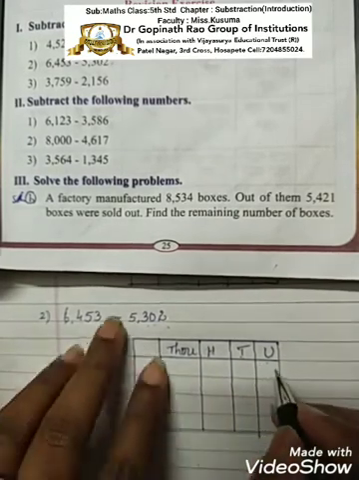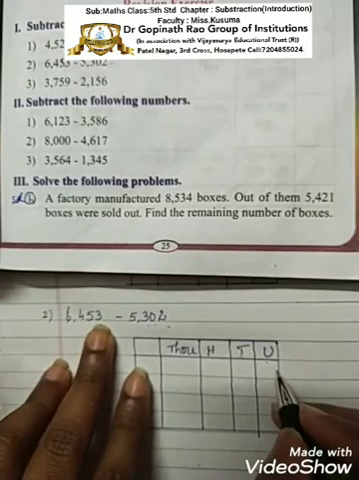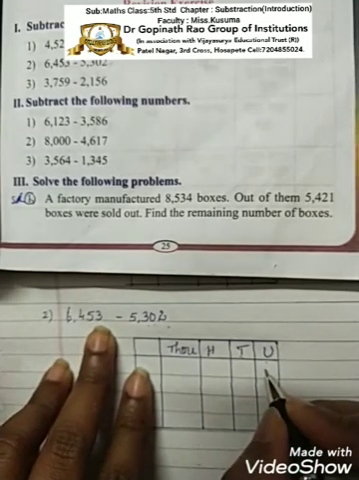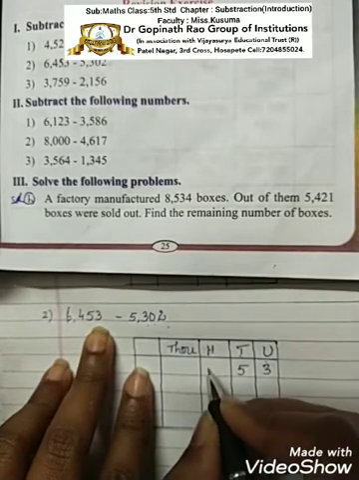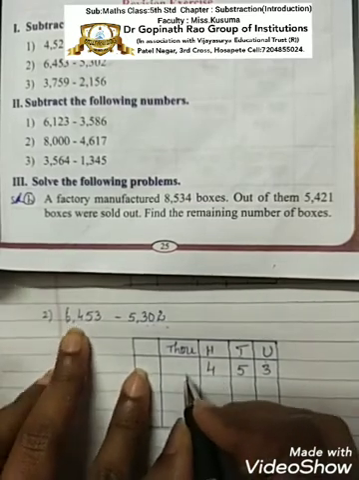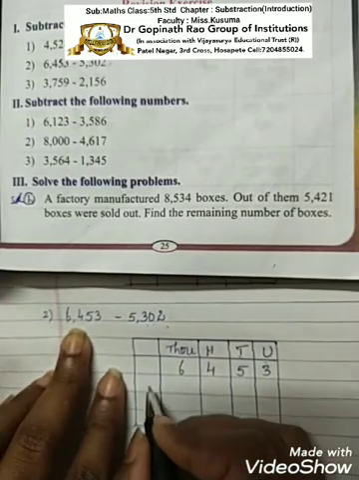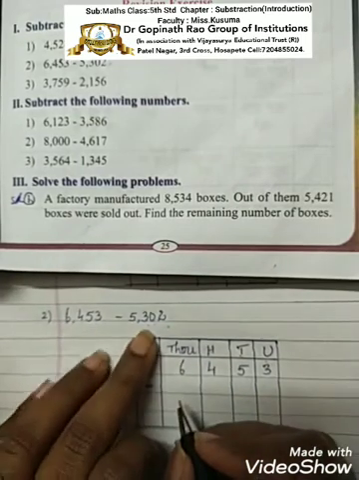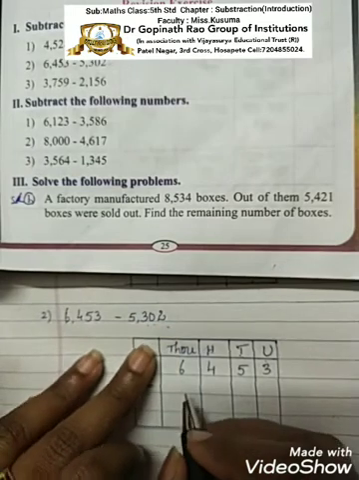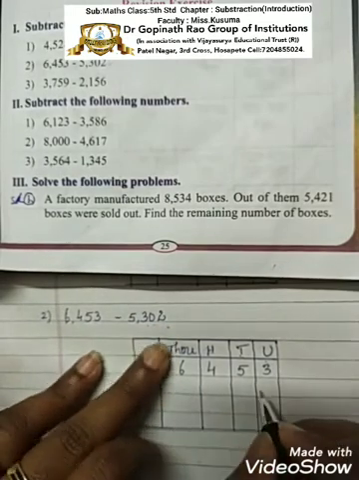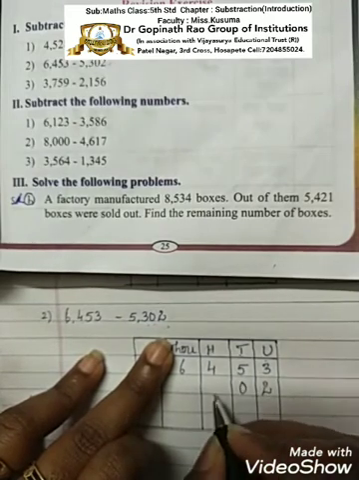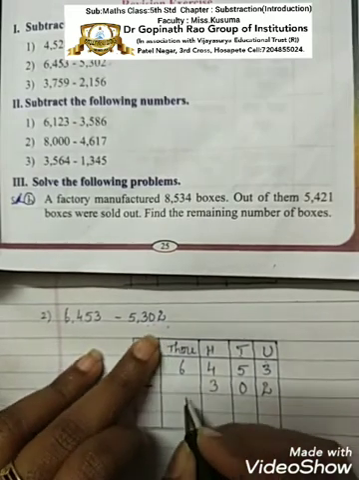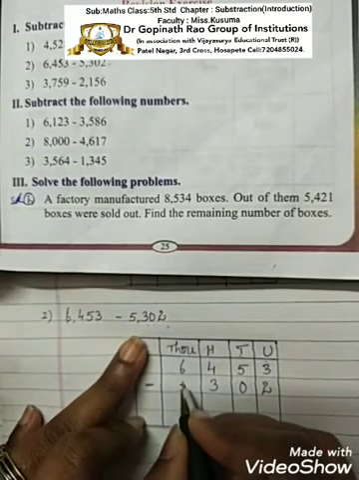Now see, 3 is in which place? It is in units place. 5 is in tens place, 4 in hundreds place, and 6 is in thousands place. In that we have to subtract 5302. 2 is in which place? Units place. 0 in tens place, 3 hundreds place, 5 thousands place.